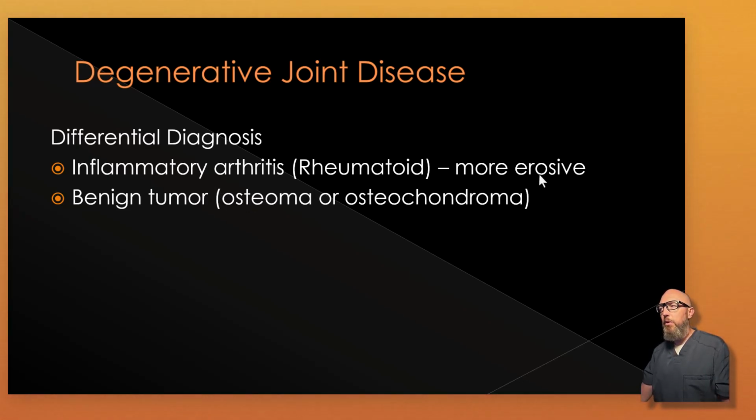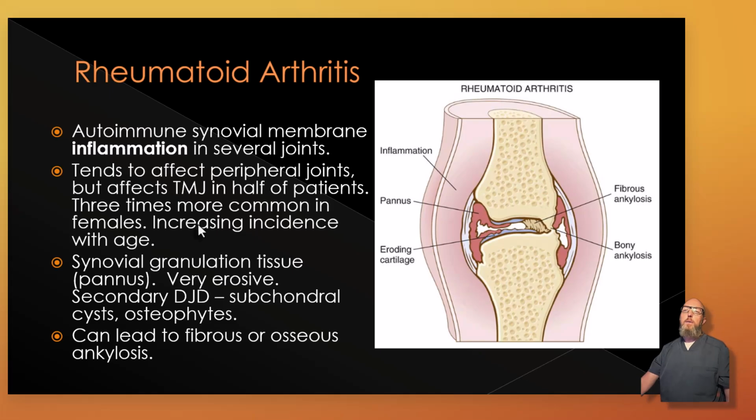It tends to be a little more erosive, although it can appear really similar to degenerative joint disease. Benign tumor, osteoma or osteochondroma. Toward the end of this, I'll show you an example of that. But we do need to talk about rheumatoid arthritis.